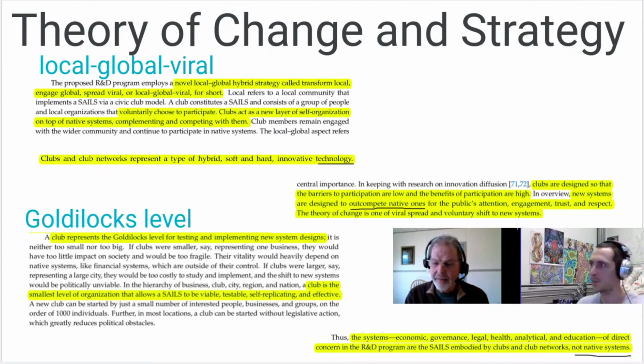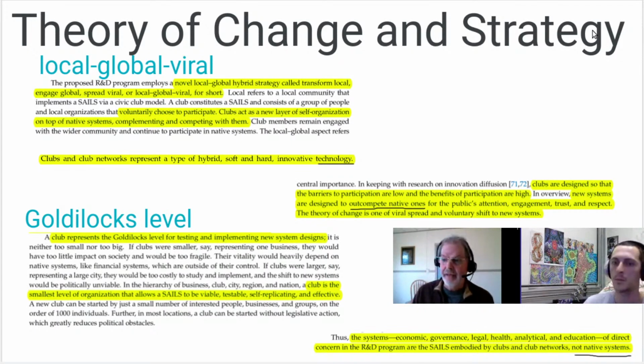So any R&D program aimed at societal transformation has to have some kind of viable strategy for implementing any new designs that might be created. And in the proposal, in the series, I offer a theory of change and a strategy for change that I call local, global, viral.